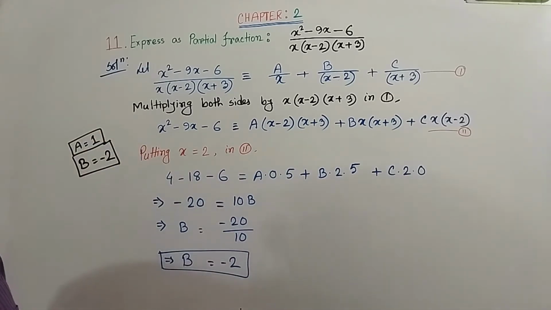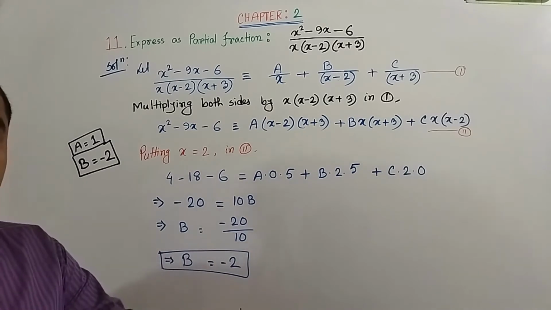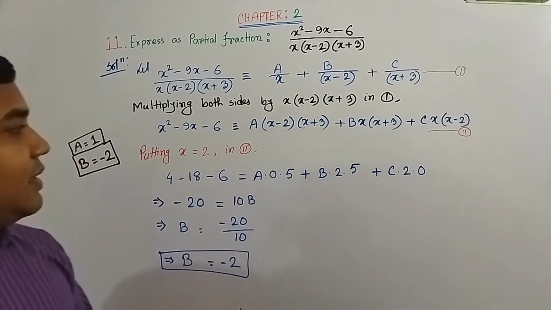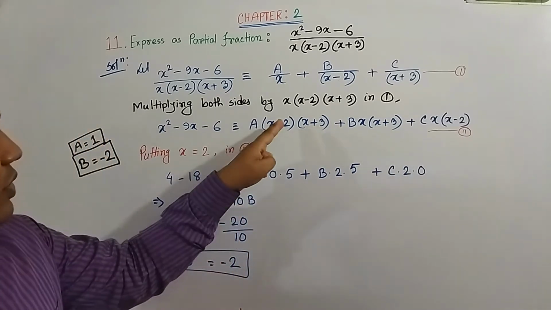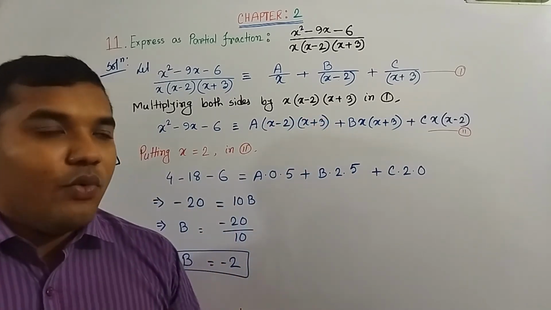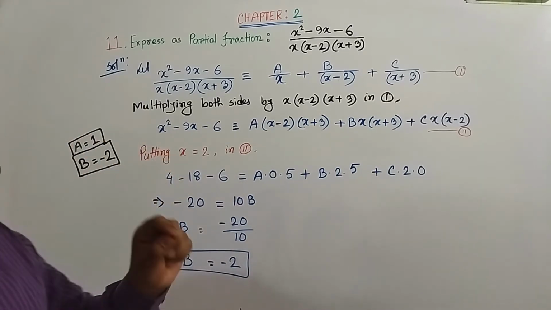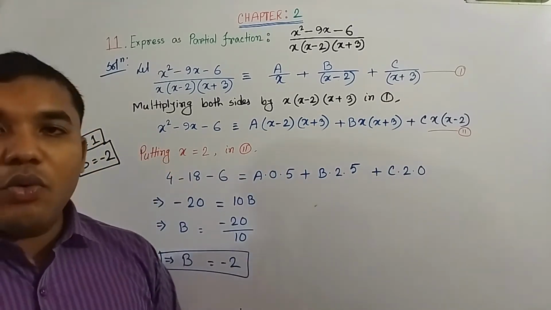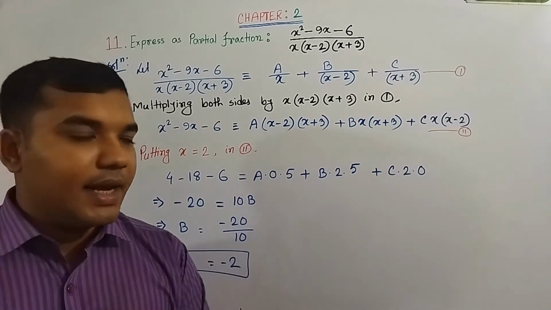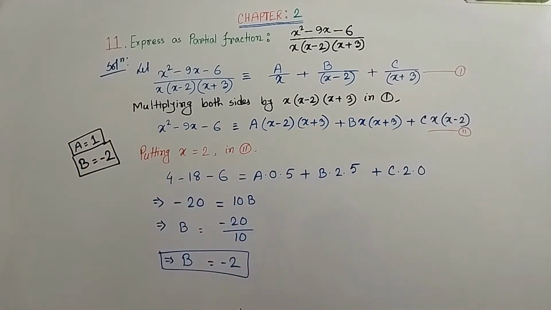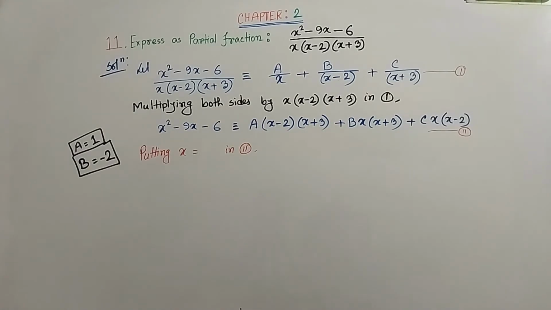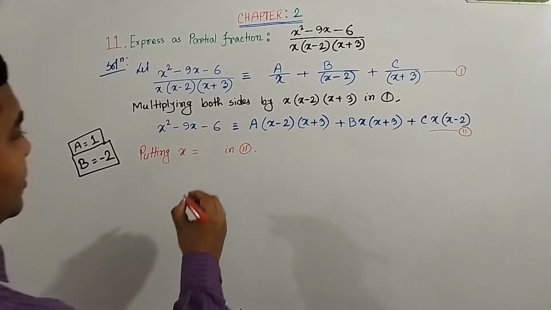Okay, so what we are supposed to do is put the values for x as 3 values: one was 0, another was 2, and another was minus 3. We have already put the values for x as 0, then 2. Now what we have to do is exactly that, minus 3. Now if we put the value x equal to minus 3, what have we found?